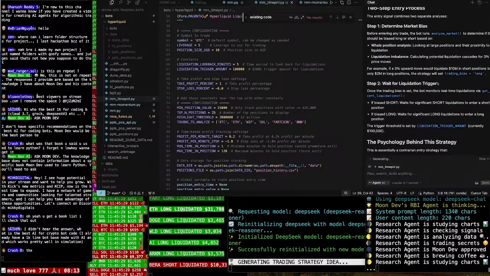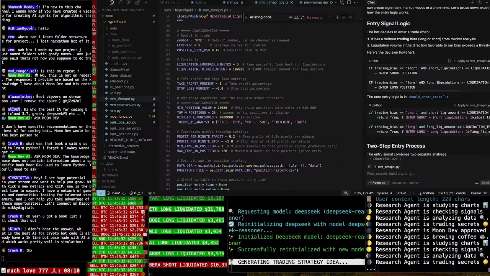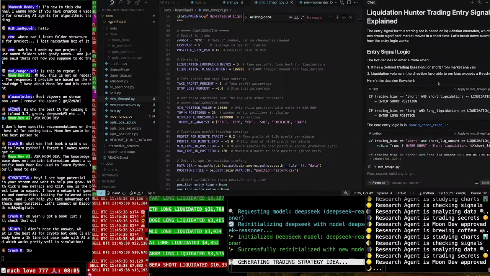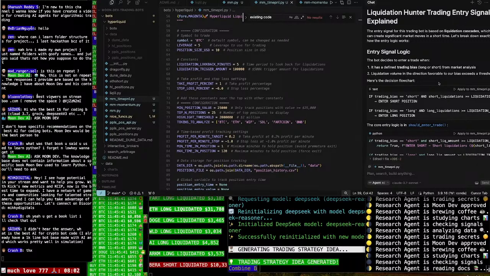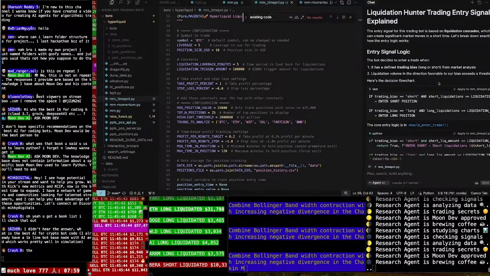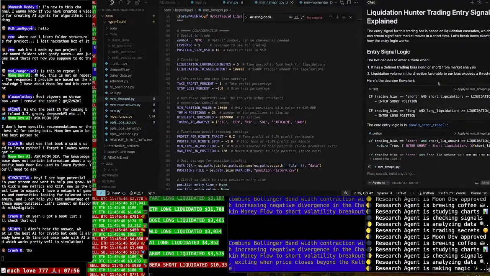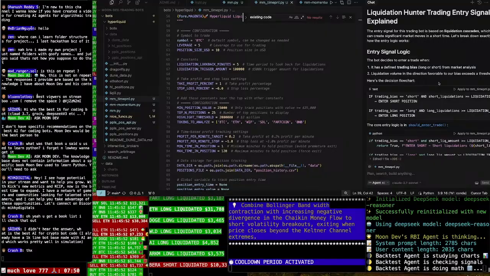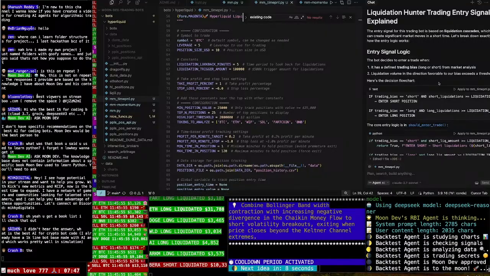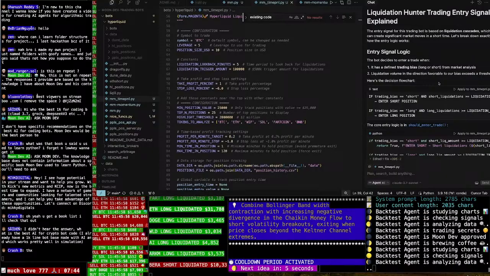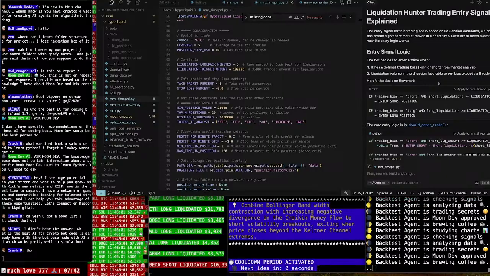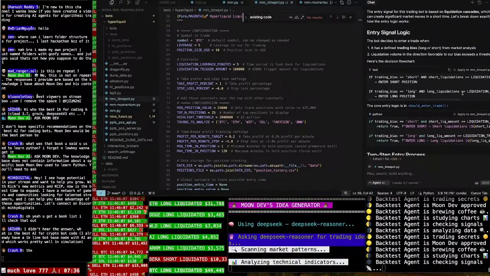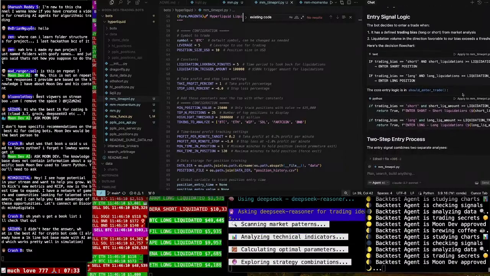You're welcome, dude. Okay, so you can read through the strategy here. Liquidation Hunter trading entry explained. The entry signal for this trading bot is based on liquidation cascades, which can create significant market moves in a short time. Let's break down exactly how the entry logic works. Entry signal logic: the bot decides to enter a trade when it has a defined trading bias, long or short, from market analysis, and liquidation volume in the direction favorable to our bias exceeds a threshold.